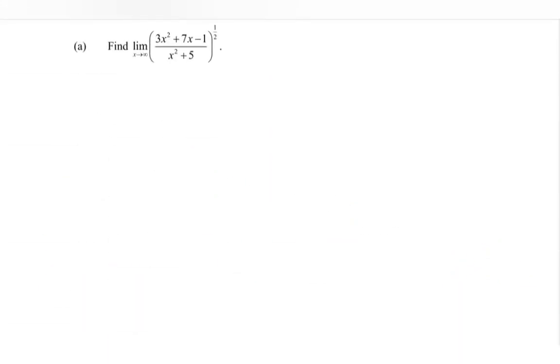Hello everyone, in this video I'm going to discuss the example for limits and continuity. Referring to A, we have the limit when x approaches infinity for the function given. So in here, my suggestion is to factorize the x squared. So focus on the inner function, factor out the x squared. So here we have 3 plus 7 over x minus 1 over x squared, over x squared bracket 1 plus 5 over x squared, bracket, we have 1 over 2.